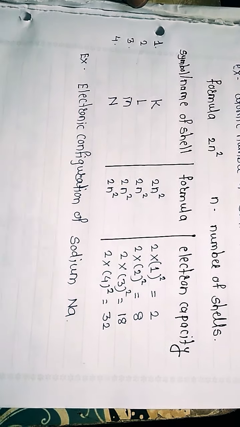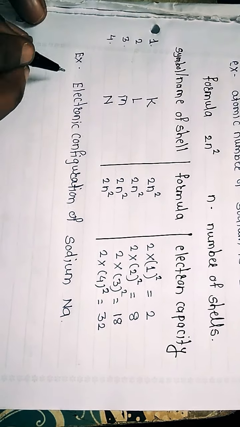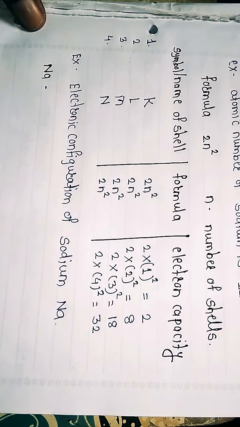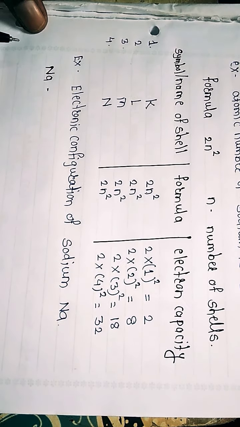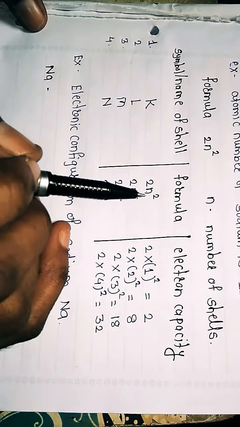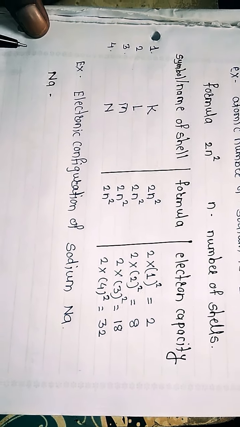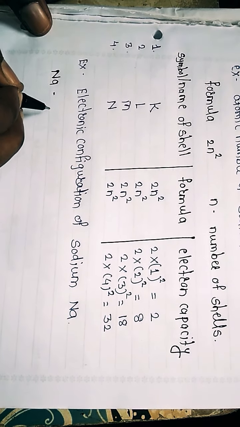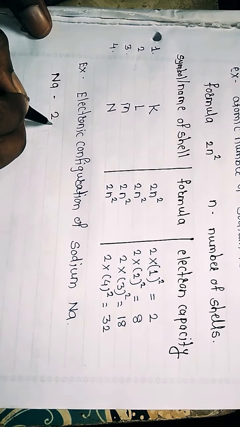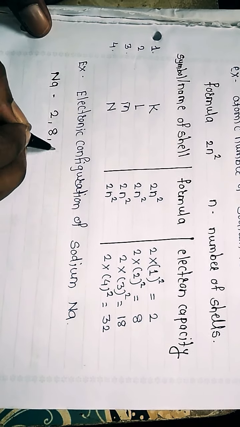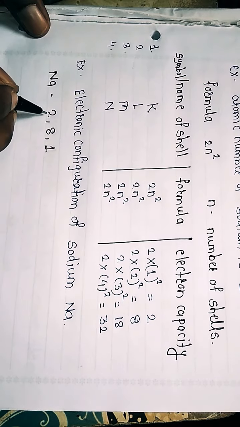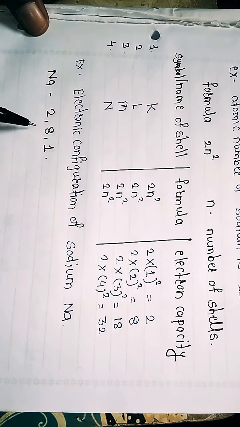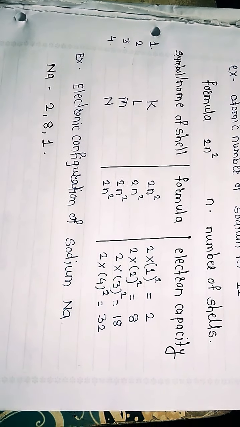Symbol is what? Sodium, Na. So we can write Na is equal to, as we know, the atomic number of sodium is 11. That means the number of electrons present in a sodium atom is 11. So we can find the configuration as 2, 8, 1. How many electrons are there? 2 plus 8, 10, 10 plus 1, 11. This is the method we can fill the electrons in different shells.